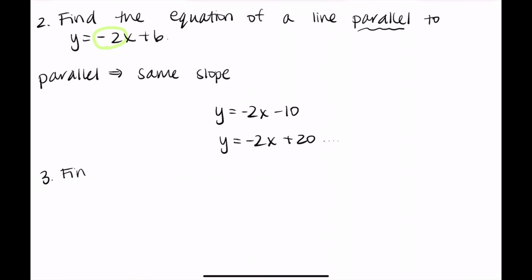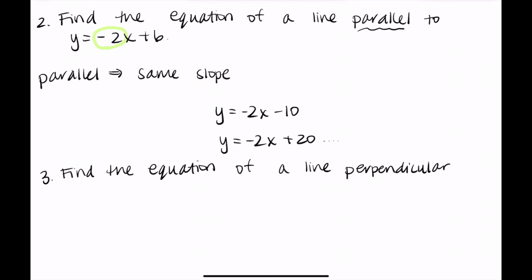The options are endless, especially if you're not given a coordinate where you want this line to specifically pass through. So these are just a few examples of equations of lines that would be parallel to y equals negative 2x plus 6 because they have the same slope. Now we'll just do one more example.